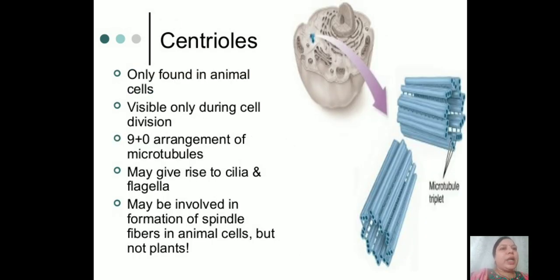Centrioles are only found in animal cells. These are visible only during cell division. Centriole contains a very simple 9+0 arrangement of microtubules. It may give rise to cilia and flagella in a few organisms. It is also involved in the formation of spindle fibers in the animal cell, but it doesn't play that role in the case of plant cells.